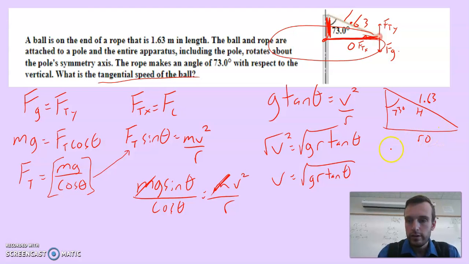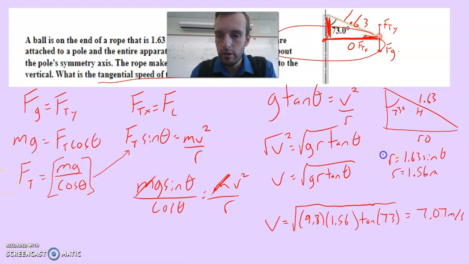So if you did the trig for that, the radius would be equal to 1.63 sine of theta, and what we do here is the length times sine theta gets us our radius there of 1.56 meters. That goes in for the radius, and if we plug in all our values, we're going to get 7.07 meters per second.